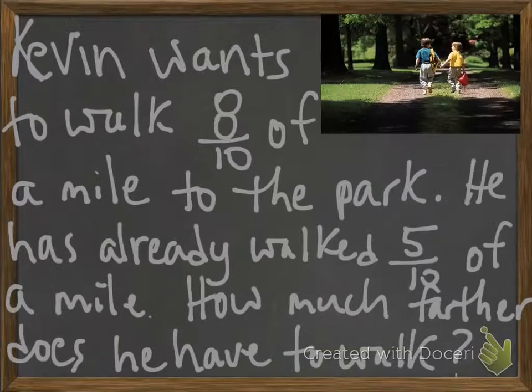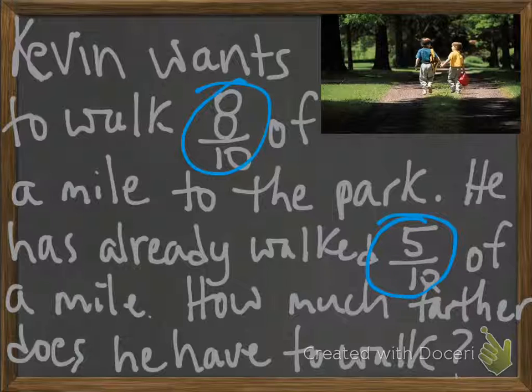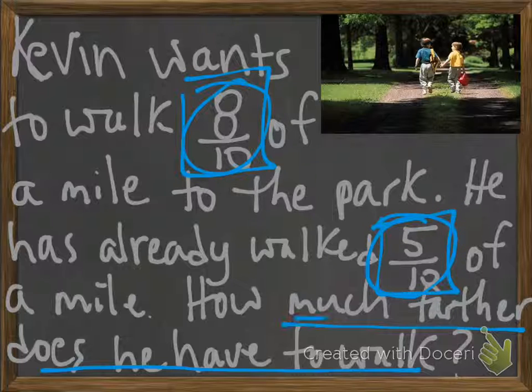Let's take a look. Kevin wants to walk 8/10 of a mile to the park. He has already walked 5/10 of a mile. How much farther does he have to walk? So again, he wants to walk a total of 8/10 of a mile, but he's already done 5/10. How much more does he have to go?